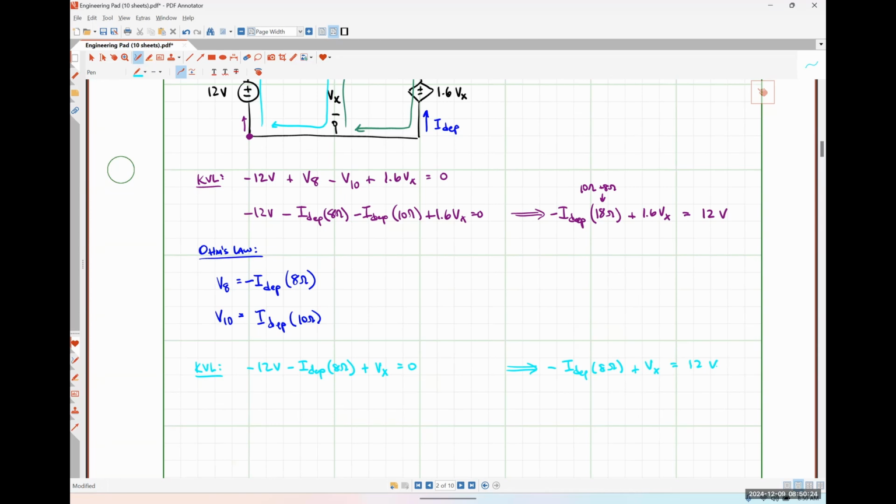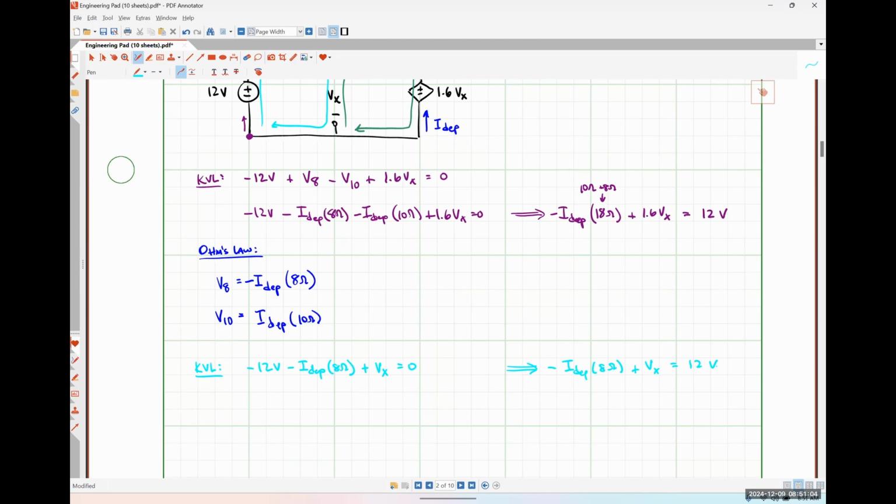All right, so because I've managed to screw up what should be an easy problem at least twice already, I'm going to double check these things. So negative, negative, I'm keeping all that stuff on the left-hand side, so that's why that gets a negative sign. 8 plus 10 together is 18, so that seems legit. Plus 1.6 Vx seems legit. Move the 12 over, so that's why it's positive there. In my second equation, I'm keeping the negative I dep times 8 ohms on the left-hand side, so that's fine. I'm keeping the Vx on the left-hand side, so that's fine. I'm moving the 12 over, so there we go.